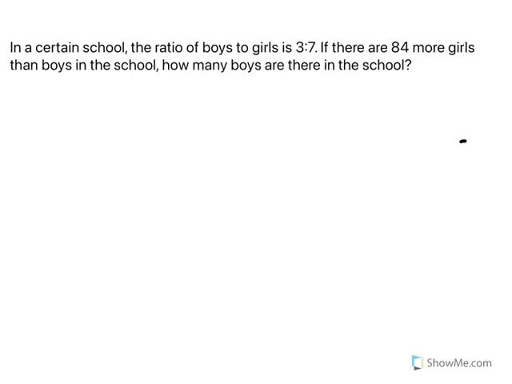Okay, well, let's think through this a little bit. My unknown is boys, so we're going to call that B. Our unknown variable is B. And we also don't know how many girls there are, but we know the girls are 84 more than boys. So the boys plus 84 is how many girls there are. I don't know if that helps me or not, but let's think this through.